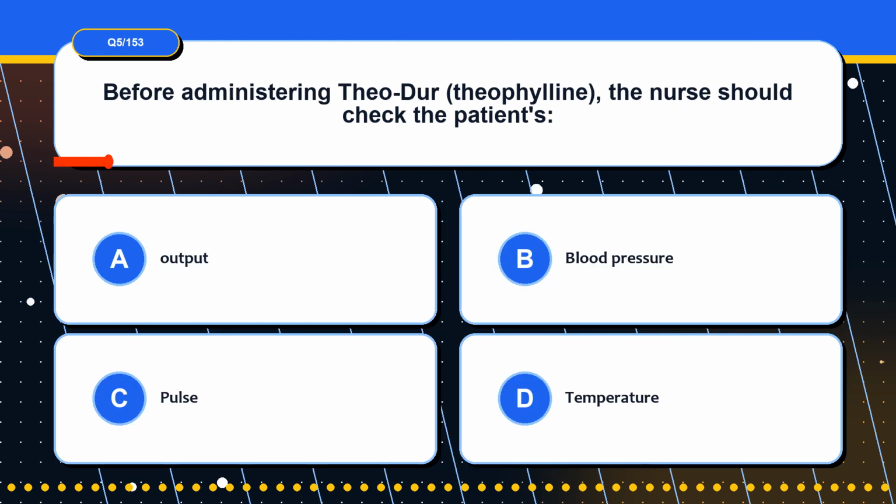Question 5. Before administering theophylline, the nurse should check the patient's... Here are the options. Option A. Option B. Blood pressure. Option C. Pulse. Option D. Temperature.